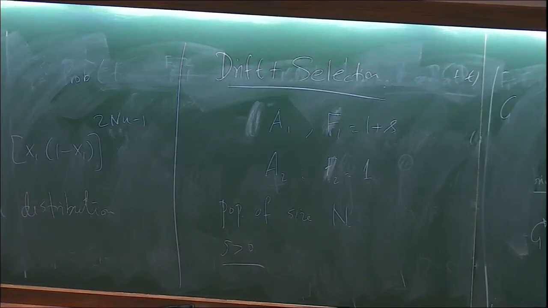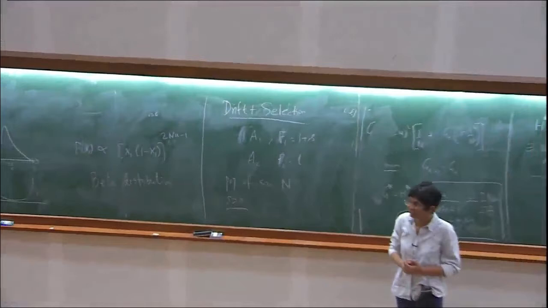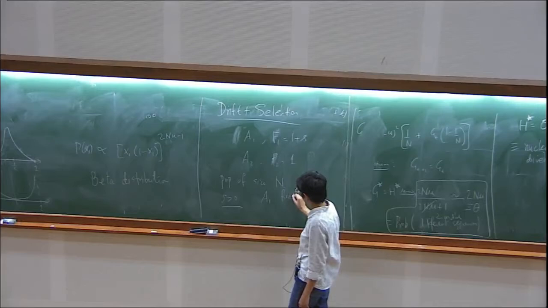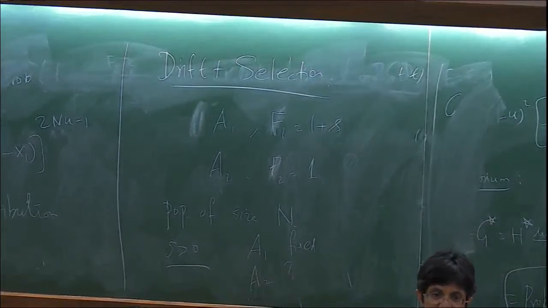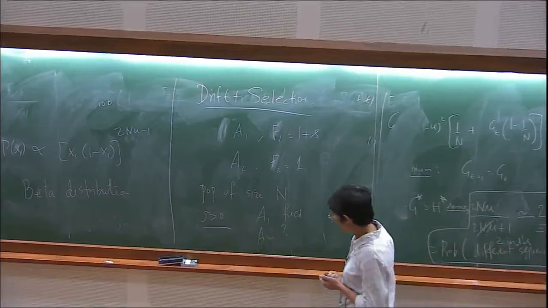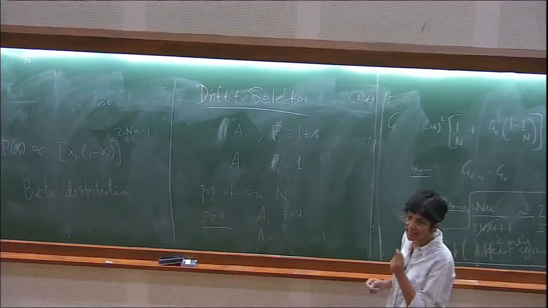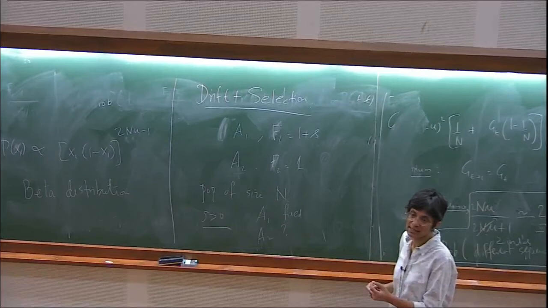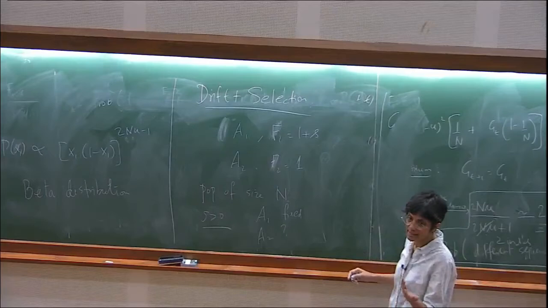Okay. What about A2? Can A2 become fixed? Yes, you're right. A1 can become fixed. What about A2, the poor deleterious mutation? Or is it always the good guys win? What's your experience in life? You might be a good guy, but you have to be lucky, right? So the point here is that although A2 is a deleterious mutation with a lower fitness, in a finite population there is a chance that everybody becomes A2. Therefore I have to worry about the same question about fixation probability.